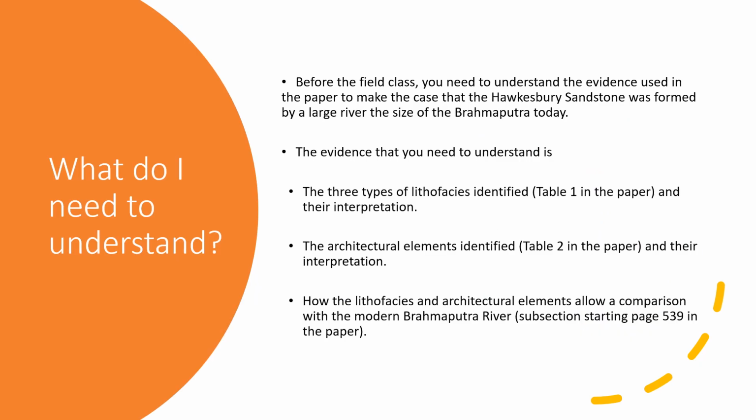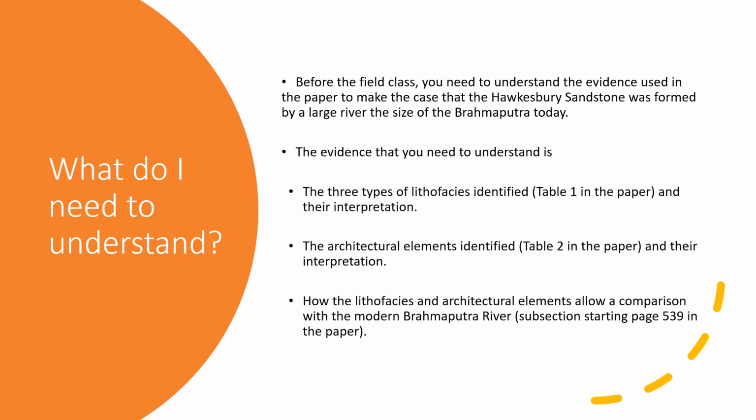What do you need to understand from reading this paper? So before the field class, I would like you to understand the evidence that was used in the paper that allowed the authors to make the case that the Hawkesbury Sandstone was formed by a large river the size of the Brahmaputra today. And the evidence that they use is largely summarized in two tables. So it's the two tables that I'd like you to focus on.